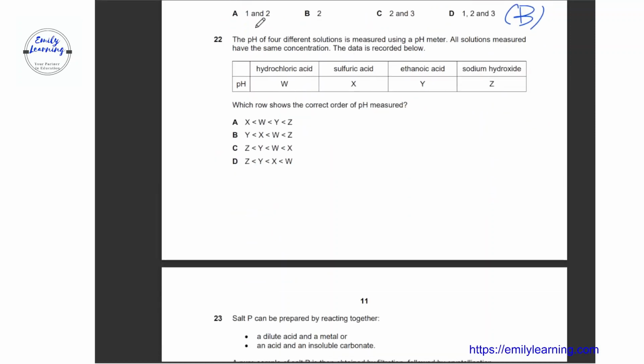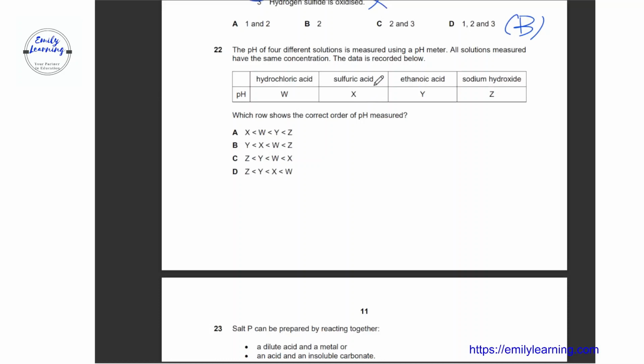Next, let's look at this. The pH of 4 different solutions is measured using a pH meter. All solutions measured have the same concentration. The data is recorded below. Which row shows the correct order of pH measured? So you have W, X, Y, and Z. Okay, so all solutions have the same concentration.